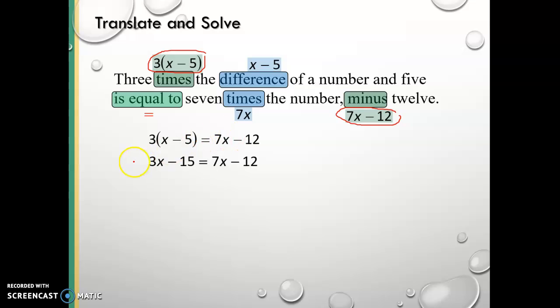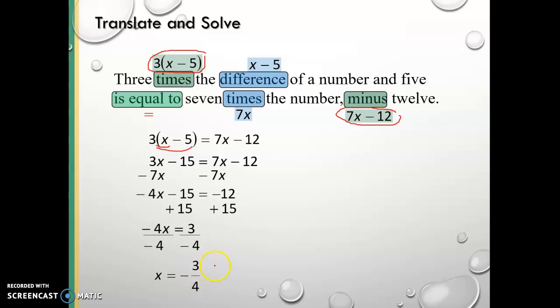Then if we solve that one, we distribute this 3 here, then we have 3x minus 15 equal to 7x minus 12. Then we have to isolate x, so we subtract 7x on both sides. This becomes -4x minus 15 equal to -12. To isolate the variable x, we have to add 15 on both sides. So basically that is -4x equal to 3, because 15 minus 12 is basically 3. So we divide by -4 on both sides, which gives us x as -3/4.